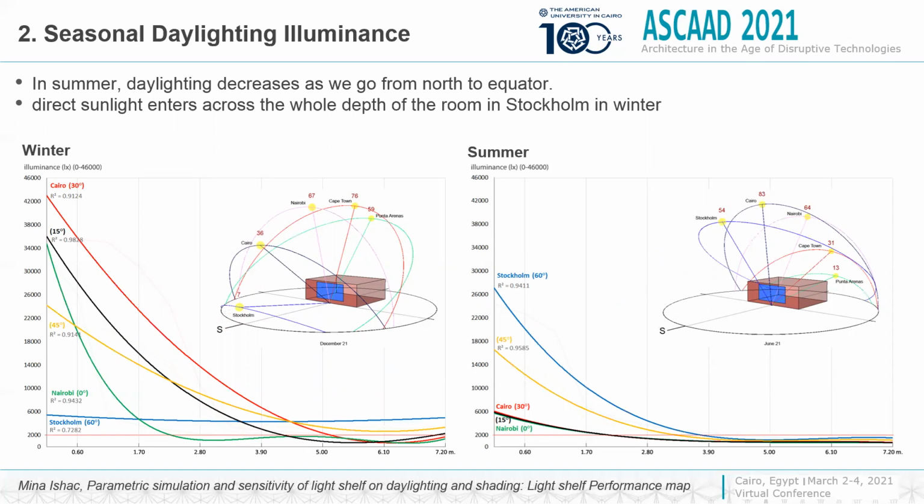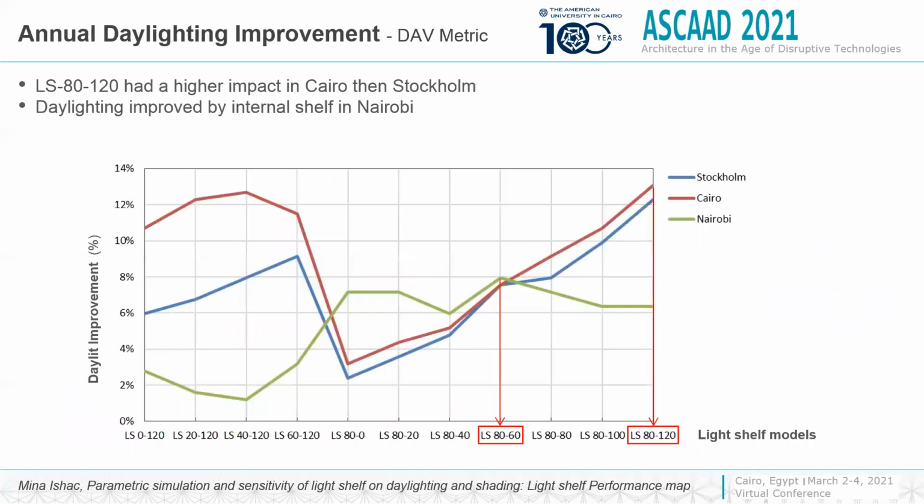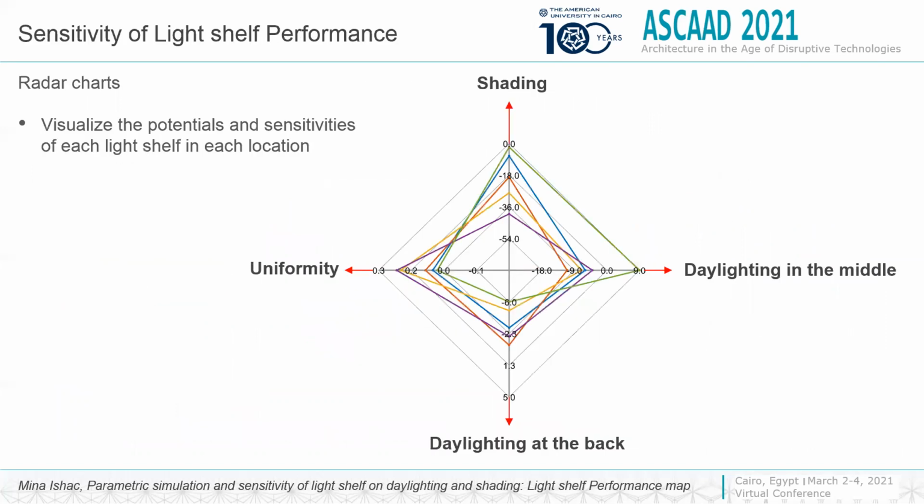And in winter in Stockholm, direct sunlight enters across the whole room for most of the time, which is hardly blocked by a horizontal device. Regarding the annual daylighting, light shelf 80 times 120 had the strongest impact on improving daylighting in Cairo than Stockholm, while in Nairobi, daylighting was improved slightly by the internal shelf more than by the external shelf.